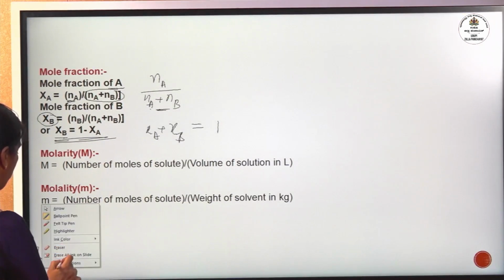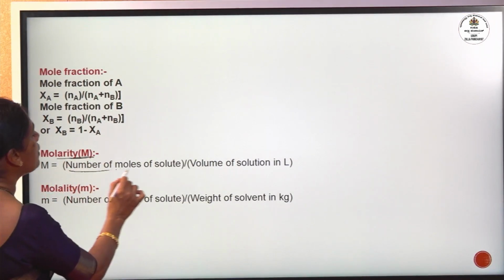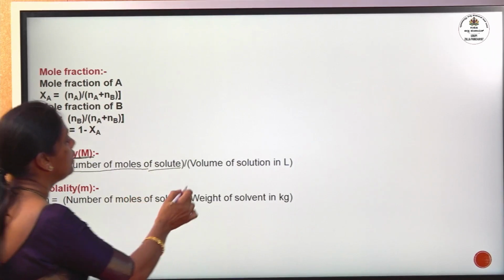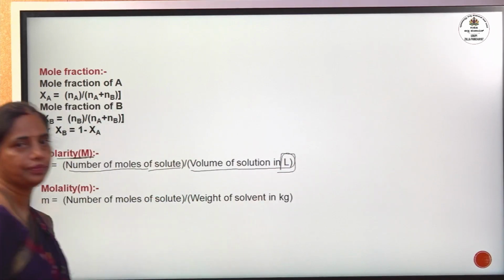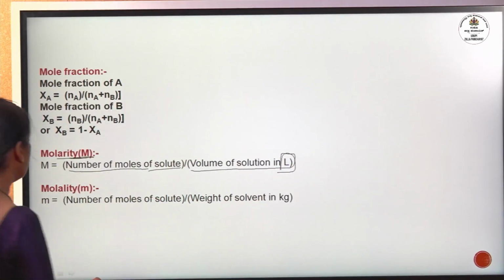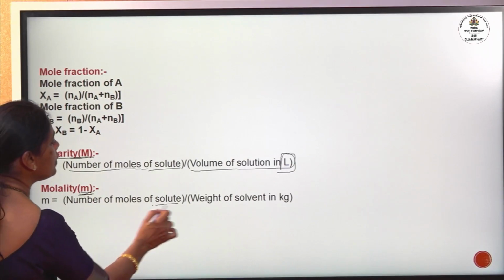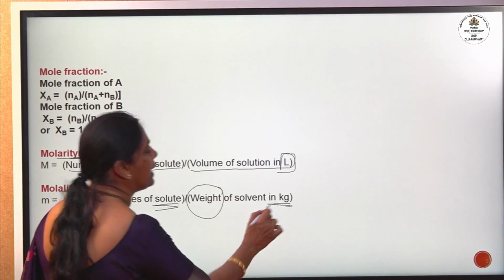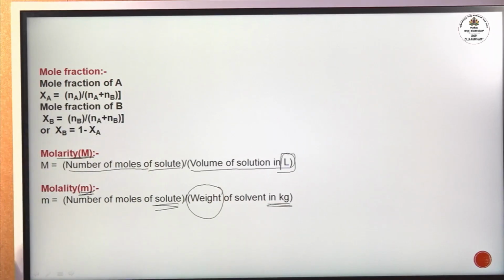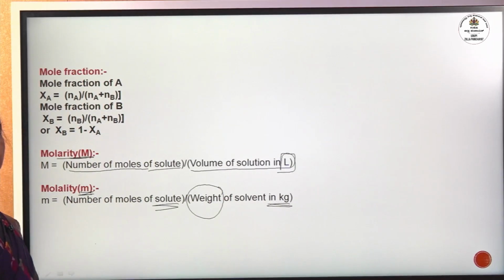Next, molarity. Molarity is number of moles of the solute by volume of the solution in liter, whereas molality is number of moles of the solute by mass of the solvent in kg.